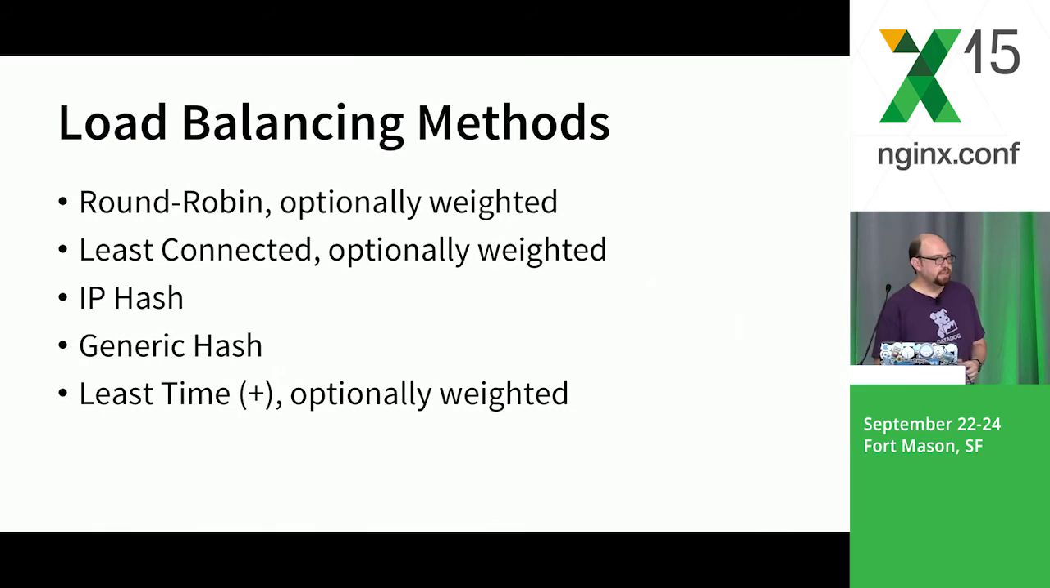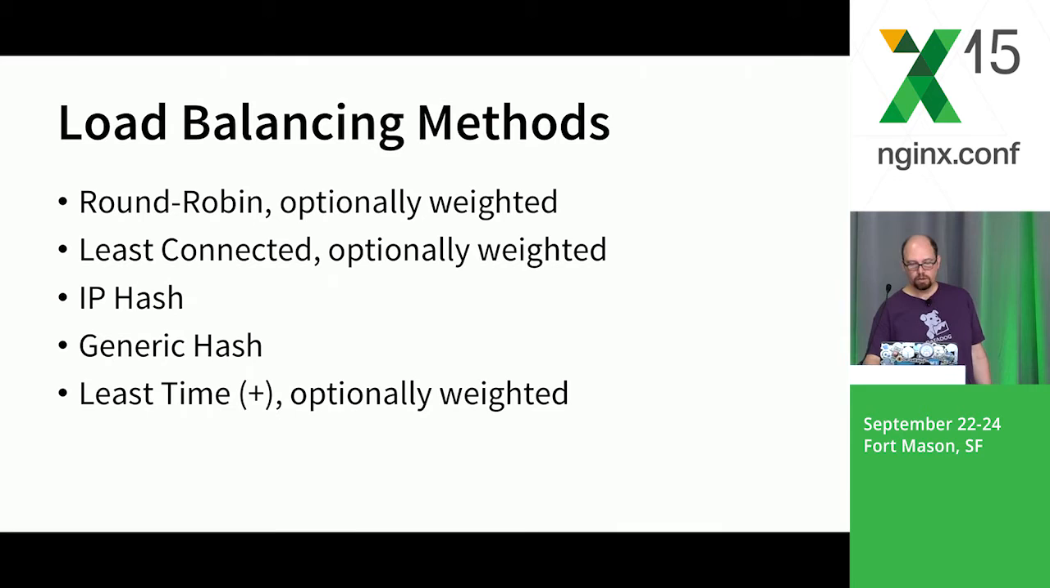Now the fifth method is something that's specific to NGINX Plus, and that's least time. Least time is actually going to be a combination of least connected, so whichever server has the fewest connections, along with lowest response time. So whichever server is responding most quickly and has the fewest active connections is going to get that next request. But again, that is an NGINX Plus specific feature. Oh, and that is also optionally weighted. So you can add weight equals 2 or weight equals 10 to get 10 times as many requests.